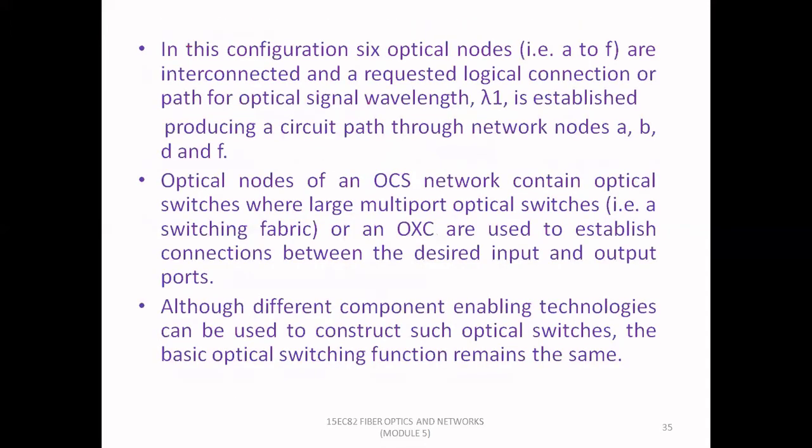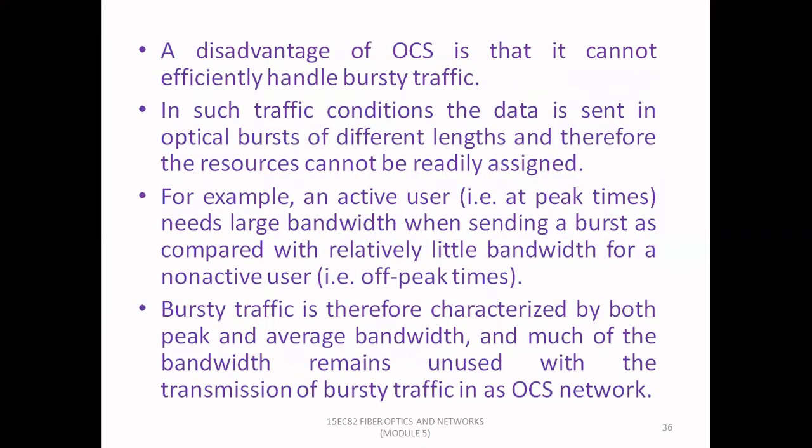In this configuration, six optical nodes, that is A to F, are interconnected and a requested logical connection or path for optical signal wavelength lambda 1 is established, producing a circuit path through network nodes A, B, D, and F. Optical nodes of an OCS network can contain optical switches where large multi-port optical switches or an OXC are used to establish connections between the desired input and output ports. Although different component enabling technologies can be used to construct such optical switches, the basic optical switching function remains the same. A disadvantage of OCS is that it cannot efficiently handle bursty traffic.